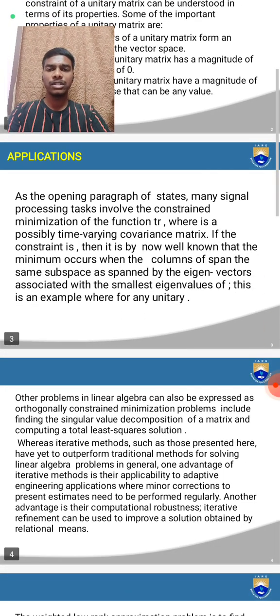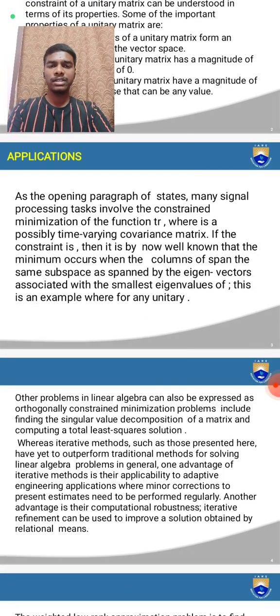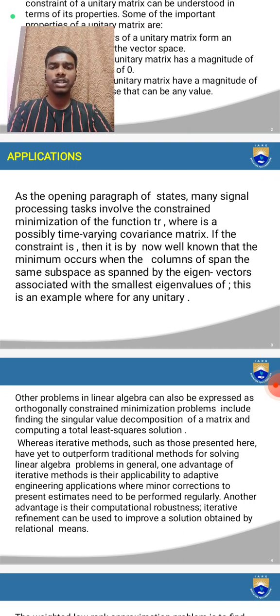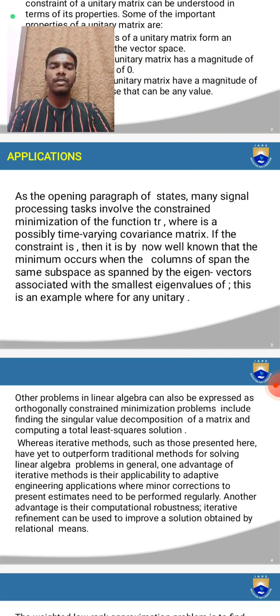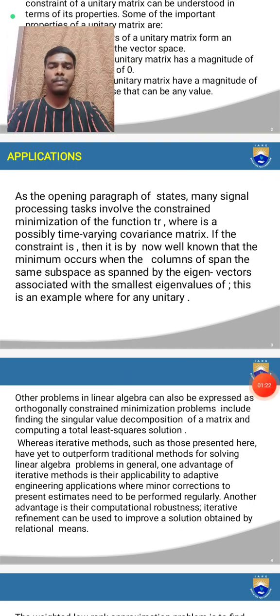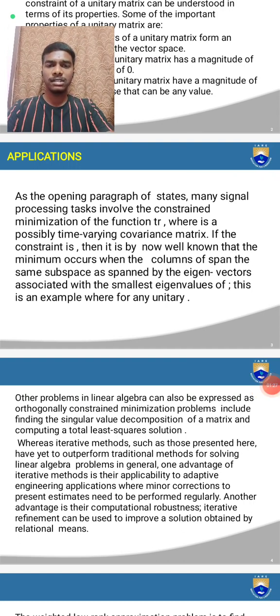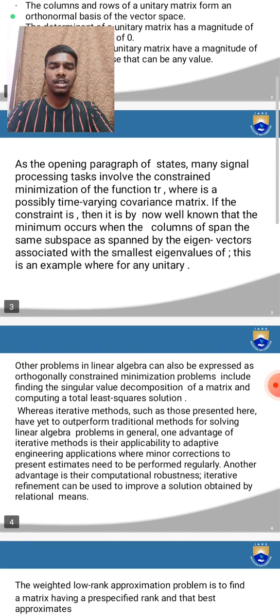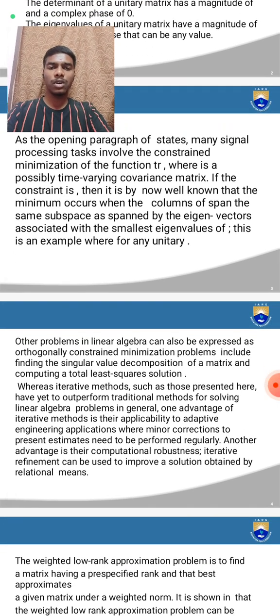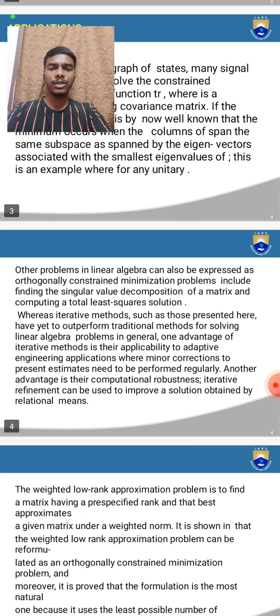Let's go to the applications. Many signal processing tasks involve constrained minimization of a function, where the matrix is a possibly time varying covariance matrix. If the constraint is unitary, then it is now well known that the minimum occurs when the columns span the same subspace as the eigenvectors associated with the smallest eigenvalues. This is an example where the constraint is a unitary matrix.